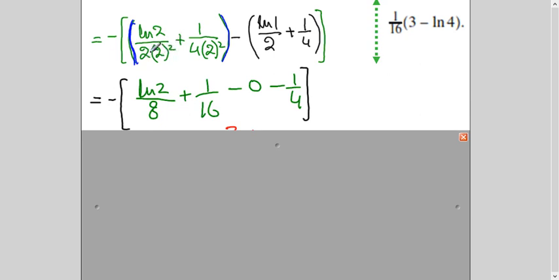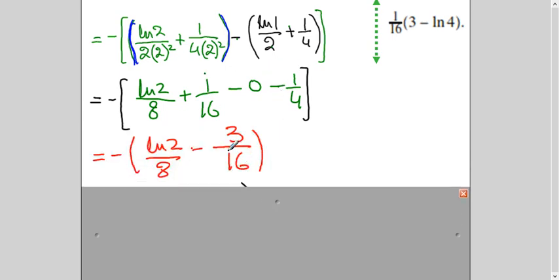The denominator is 8. 2 2s are 4, 4 2s are 8. This is 16. ln 1 is 0, so I'm writing 0 here because 0 divided by 2 is 0. Minus multiplied by plus is minus 1 over 4. Now these two numbers, when you subtract 1 over 16 minus a quarter, you get 3 over 16, right?